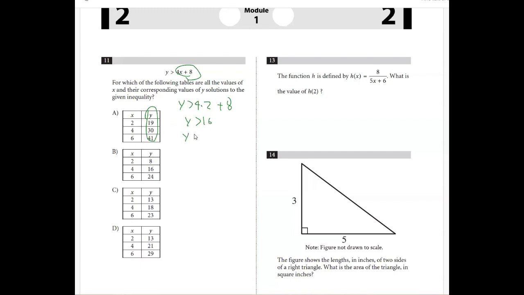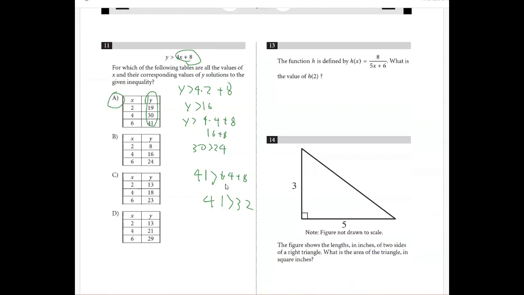Let's do another one. Times 4 plus 8. 16 plus 8 is 24. 30 is greater than 24. Yes. And last but not least, let's check 6 times 4 plus 8. So 6, 12, 18, 24, 25, 26, 27, 28, 29, 30, 31, 32. 41 is greater than 32. Yes, that is true. So A is correct.